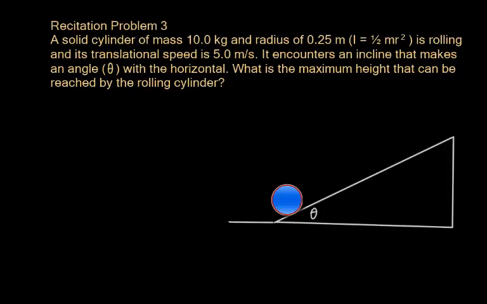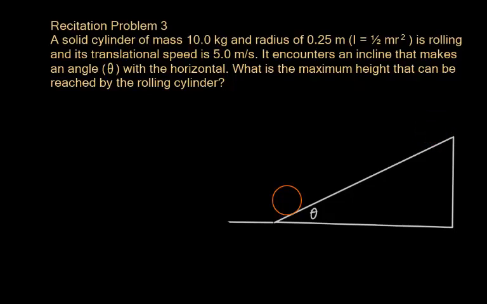Recitation problem 3. A solid cylinder of mass equal to 10 kilograms and radius of 0.25 meters, its moment of inertia is equal to 1/2 mr squared, is rolling and its translational speed is equal to 5.0 meters per second. It encounters an incline that makes an angle theta with the horizontal. What is the maximum height that can be reached by the rolling cylinder?